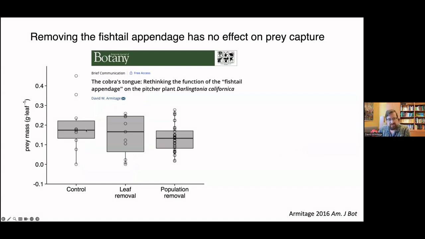So this paper basically posited that, under a natural condition where we have the tongue, here's the prey mass on average for each leaf. And if we remove the tongue on this leaf, it doesn't really seem to statistically differ from one with its tongue appendage. And maybe it's a little bit lower if we remove all of the tongues from a single population, but again, it's still not statistically different numbers of insects that are captured here.